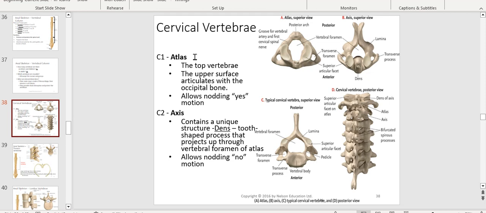Here is C1 and C2. This is where the head sits on. This is C1, also known as the atlas. Okay, top vertebra, this one here is involved in the yes motion, nodding of the head forward. Number 2, C2, is called the axis. And you'll see there that the atlas sits on top of the axis. Okay, and you'll see there that there's the little articulating facets right here that fit right onto the underside of C1. And this one here is involved in the no motion, left to right. Okay, also known as the dens. So atlas, axis. Okay.